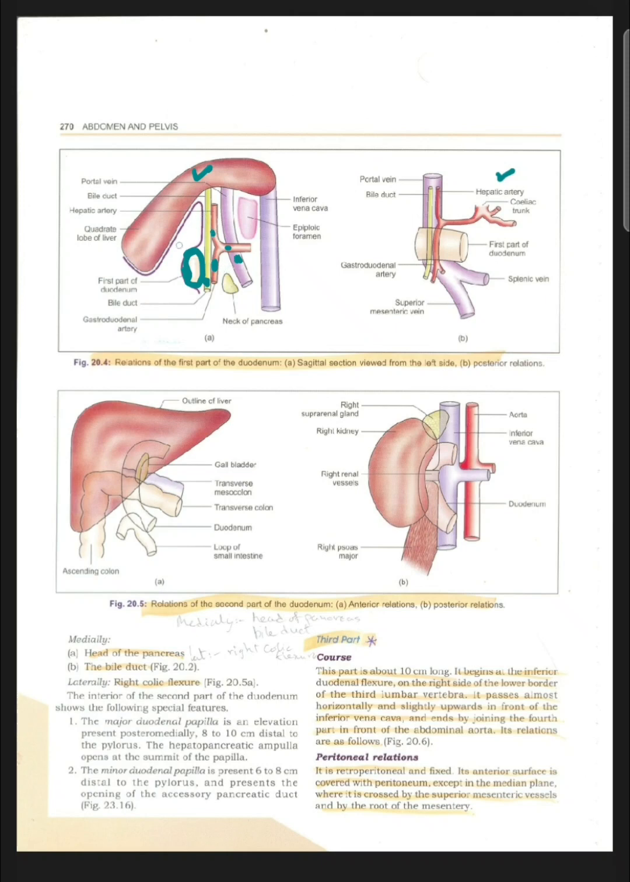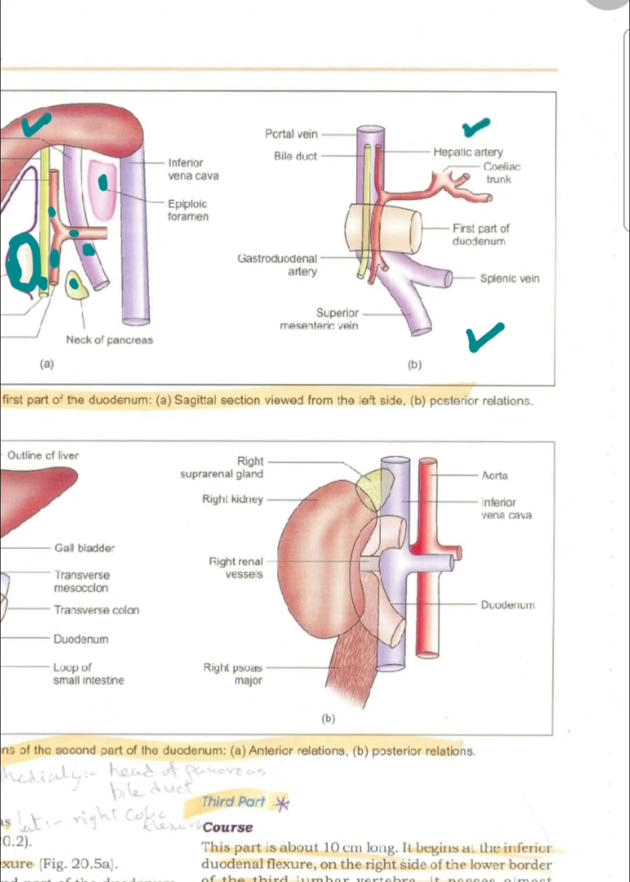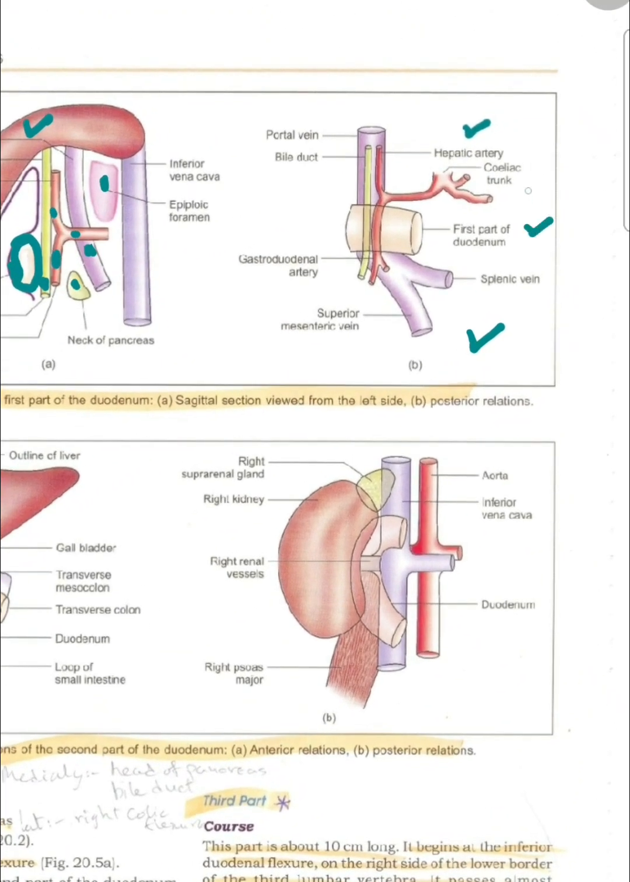Anteriorly, we've got the liver and the gallbladder, and superiorly, we've got the epiploic foramen, and inferiorly, we've got the head and the neck of the pancreas. ठीक हो गया? ये हो गया हमारे पास the relations of the first part. Let's also see the relations of the first part from this diagram, in which you can see the first part of the duodenum, and the posterior relations include the hepatic artery and the gastroduodenal artery, ठीक है, the portal vein, ठीक है, and the bile duct.